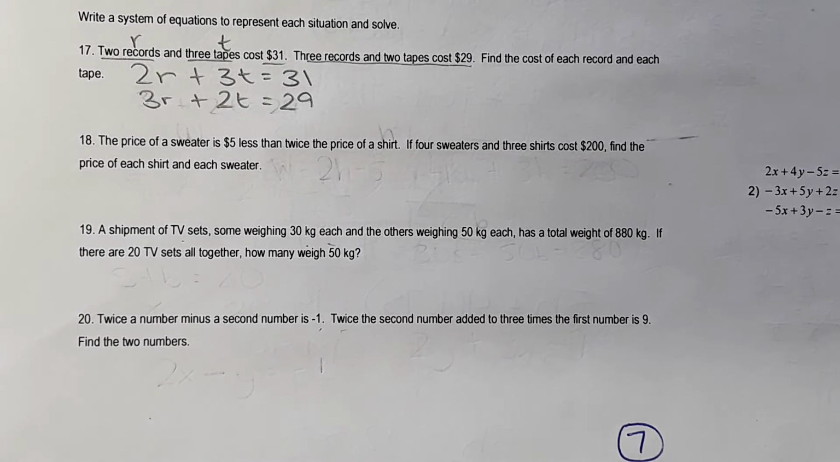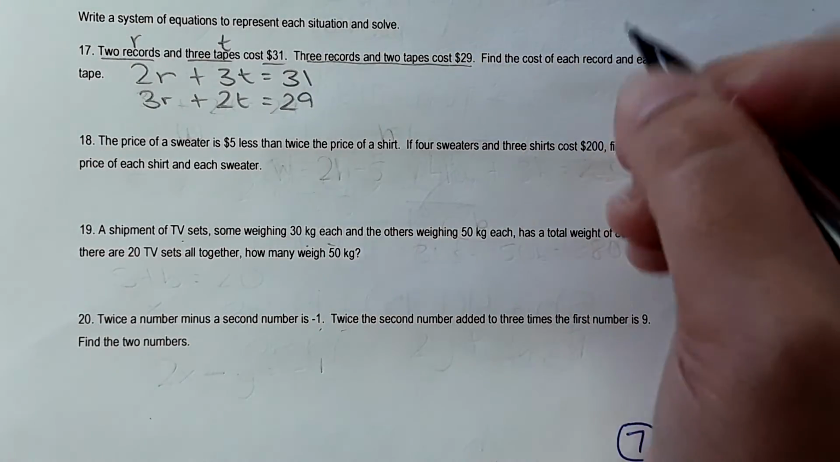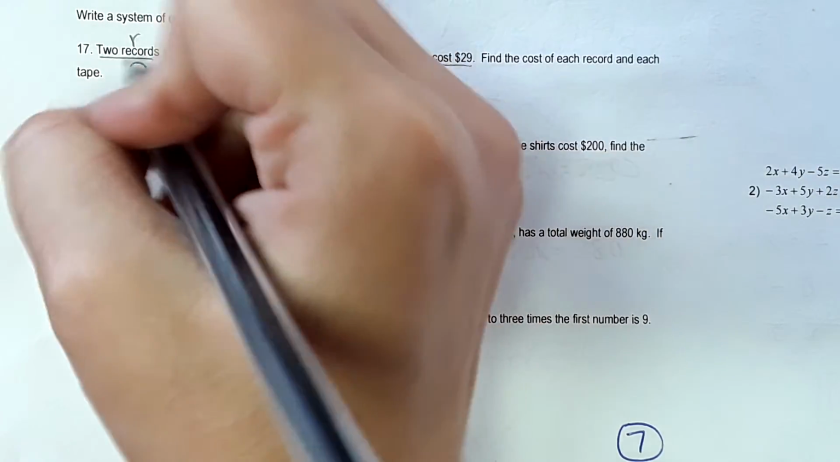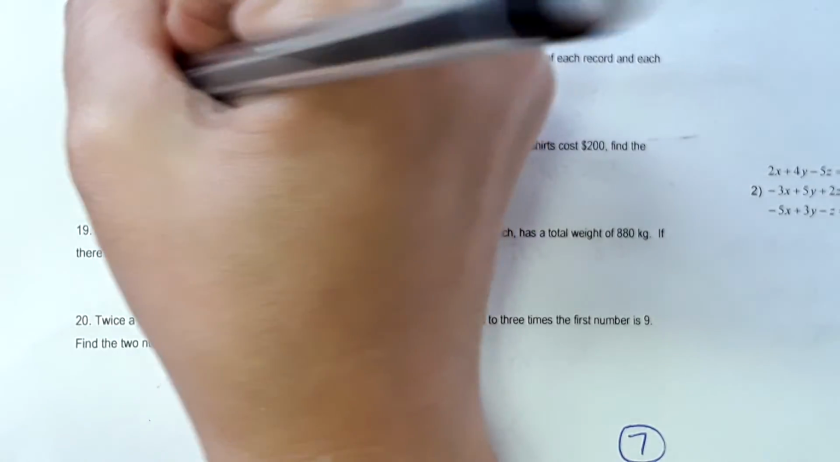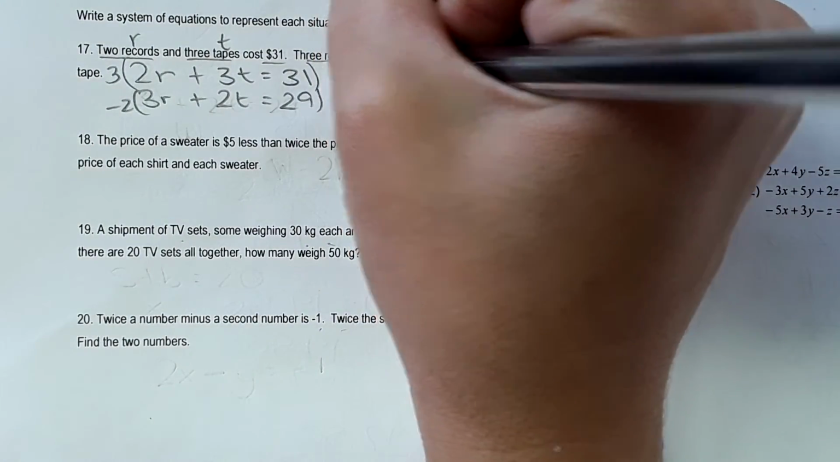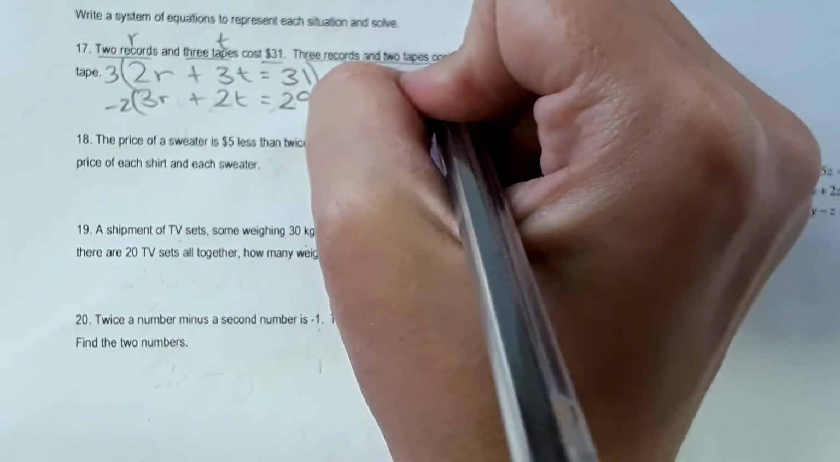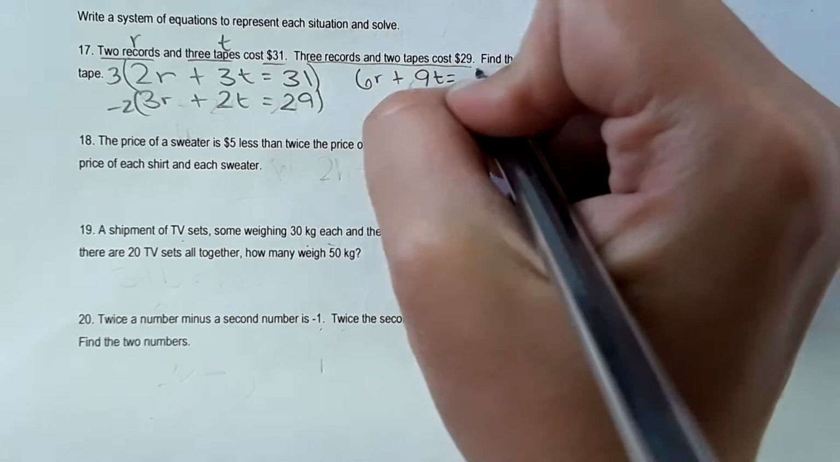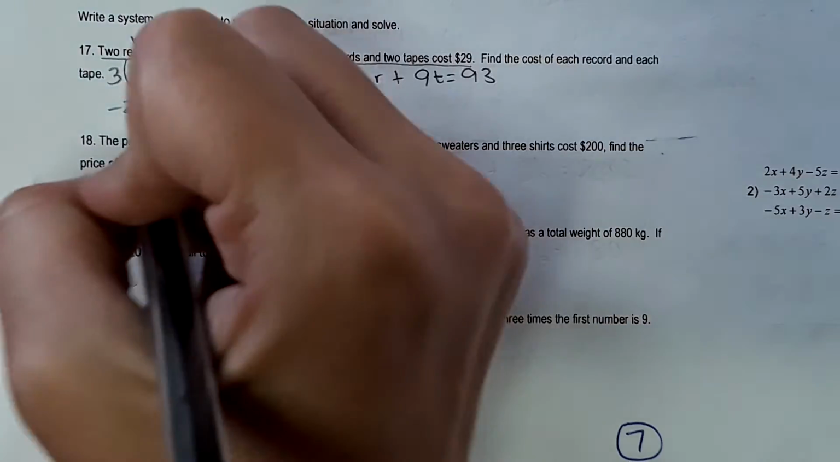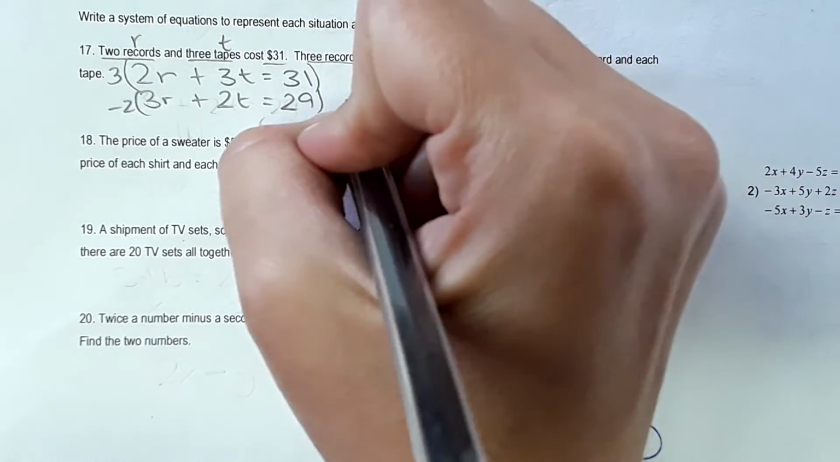Okay, so we could use elimination. I'm going to use elimination. It seems like it would be easier than rearranging these. So I'm going to multiply this by, let's say, 3, and I'll multiply this by -2, and then my r's will cancel. So rewriting this, 6r plus 9t equals 3 times 31, which is 93. Then multiply this by -2.